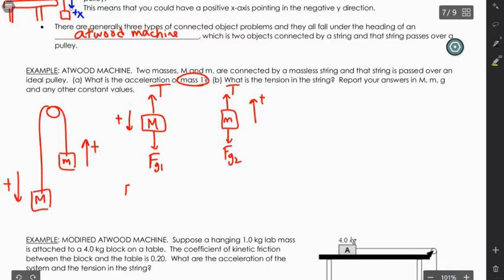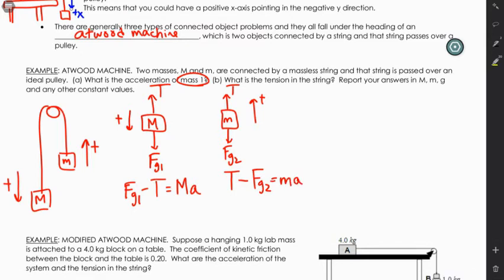Now I'm going to sum the forces for each object. So it's going to be FG1 minus T equals big M times A. And then over here, I'm going to have T minus FG2 equals little m A. Okay. One thing I want you to notice, I didn't put a subscript with the T or the A, right?